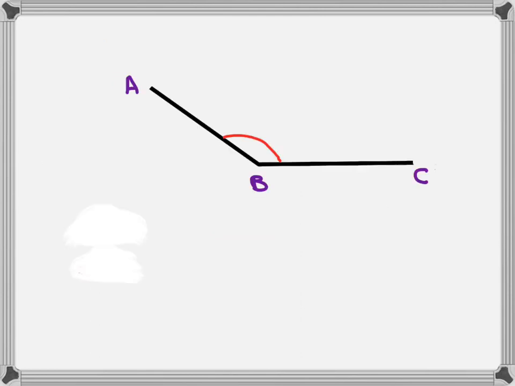Right, so let's name this one. I'm sure you've guessed it by now. It's very easy. This naming of angles is very easy. Did you say ABC or CBA? ABC, CBA. And then don't forget the angle sign on the vertex, the middle letter.